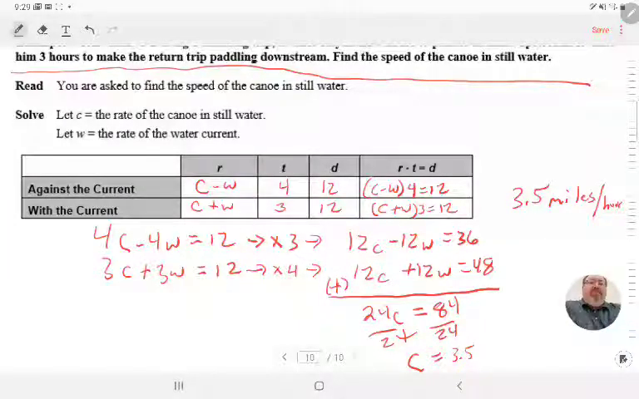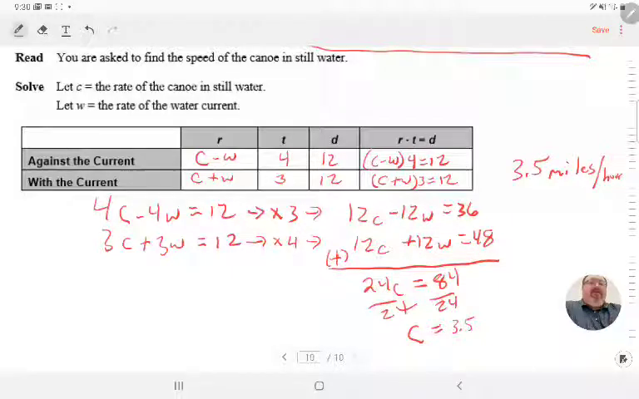And then, of course, we would have to multiply the first one by 3, and I multiply the second one by 4, and I get 12C minus 12W equals 36, and 12C plus 12W equals 48. Remember, we're solving for C, okay? So I would end up with 24C equals 84 when I add them together, and I would divide both sides by 24, and C would equal 3.5. So you should say 3.5 miles per hour.